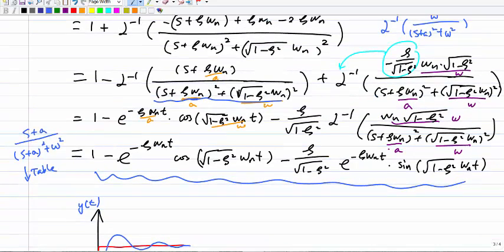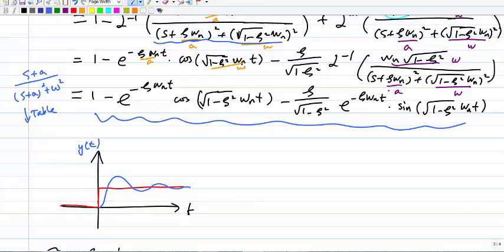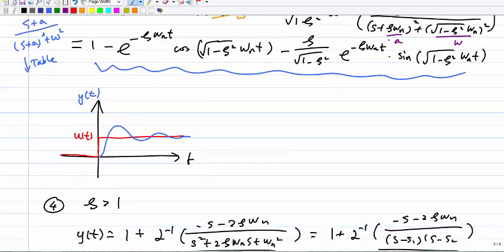That's what we have. So if we draw the actual output, this red one is my U sub t, and my blue line is the Y sub t. You can see it's something like that. There is some overshoot, and then it will stabilize at the value of 1, because this is 1. It stabilizes at 1.